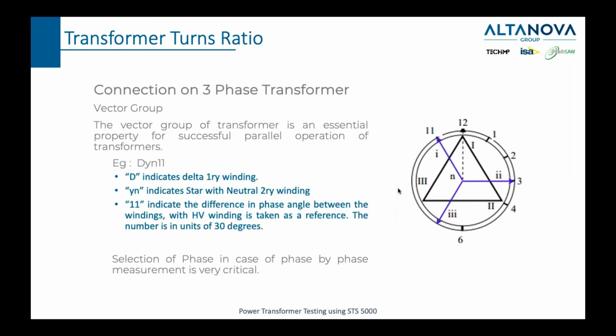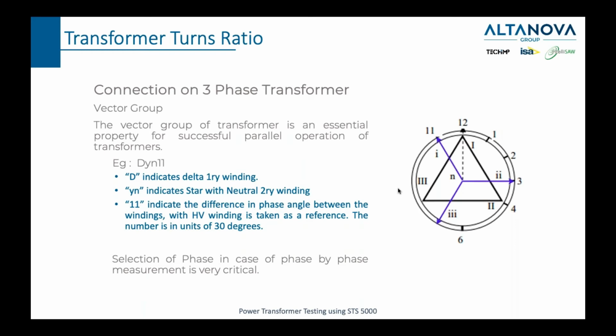And when we have a 3-phase power transformer, another notion which comes to our mind is the vector group. So the vector group is an essential property, as it says here, for successful parallel operation of transformers.